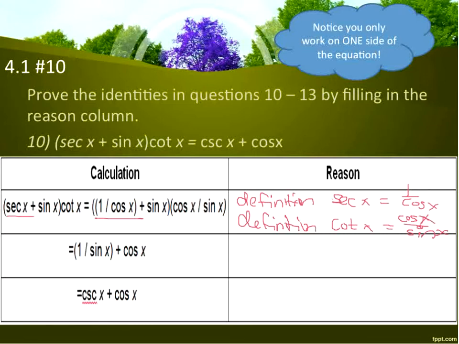If you have your trig identities chart, that's under the quotient identity. So you could say definition, or you could say that that's the quotient identity. Either way, either one is accurate. Questions so far about step 1, about our reasoning?